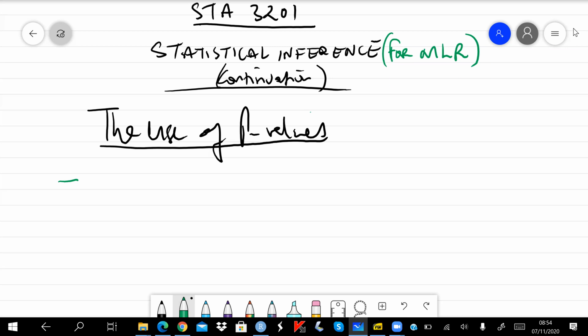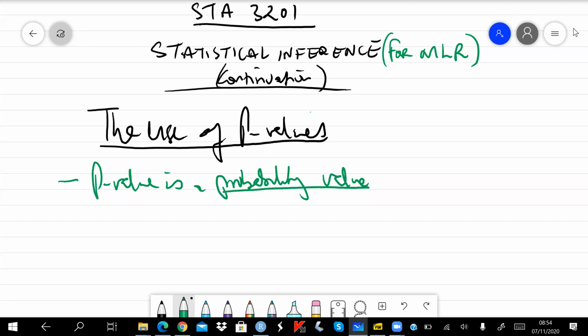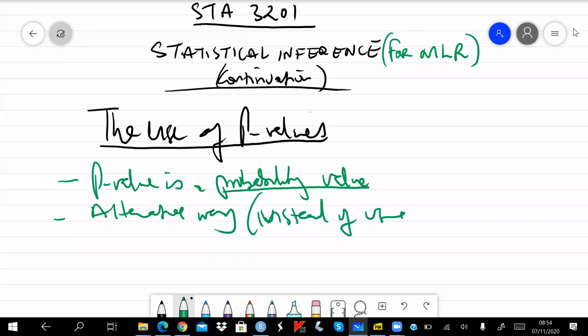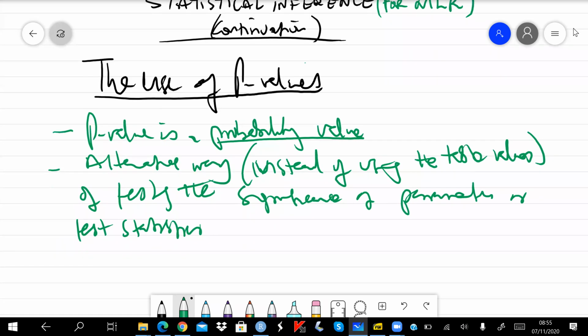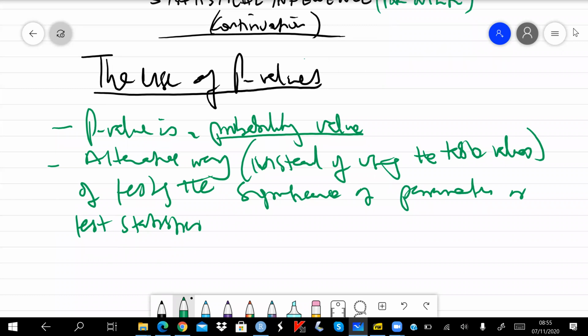the short form of a probability value. P-value is a probability value. It's the short form of the probability value, the p-value, okay? And we start by saying that this is an alternative way. Instead of using the tables, the table values of testing the significance of parameters or test statistics. So it's an alternative way of testing the significance of parameters or test statistics.